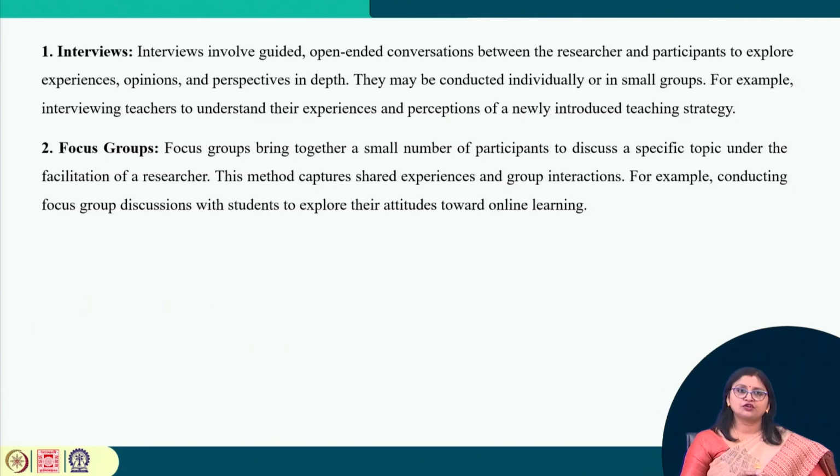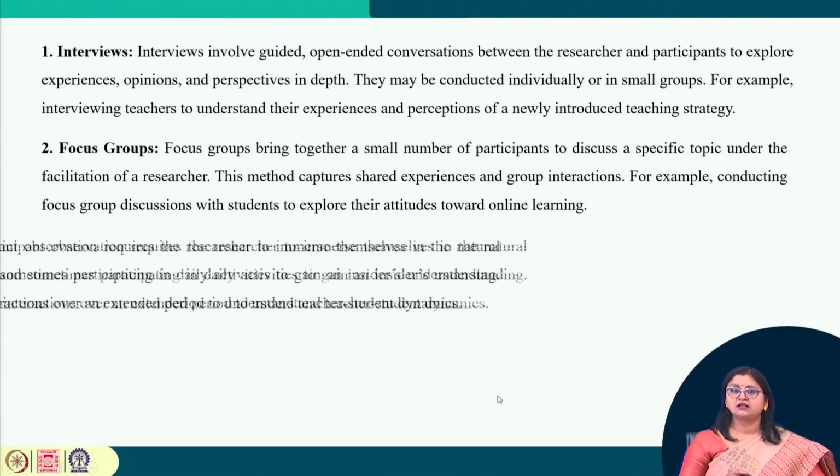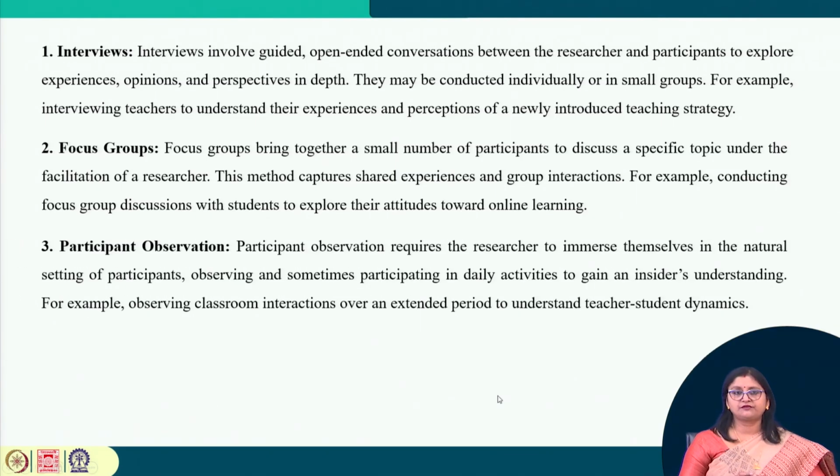The second one is focus group. A focus group discussion brings together a small number of participants to discuss a specific topic under the facilitation of the researcher. This method captures shared experiences and group interaction. These shared experiences are very valuable for qualitative research. For example, conducting a focus group discussion with students to explore their attitude towards online learning or digital platforms.